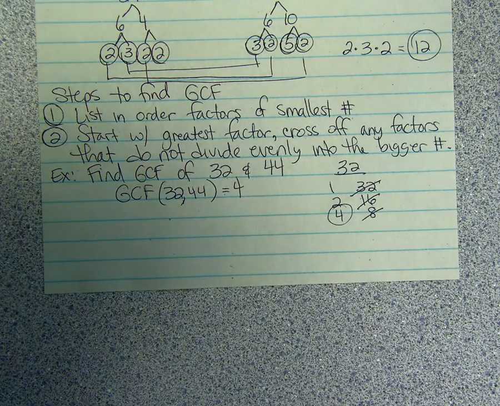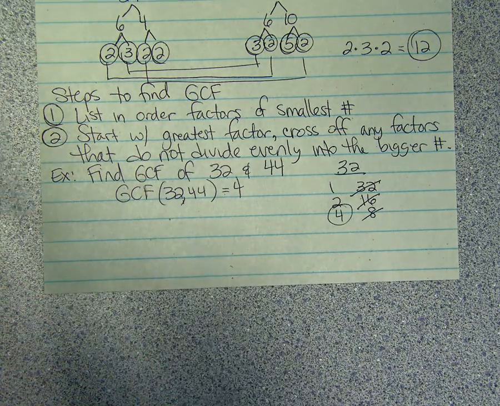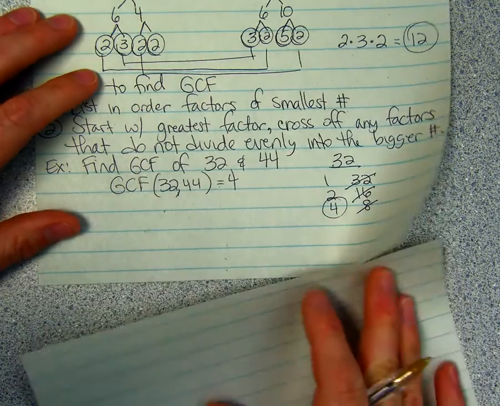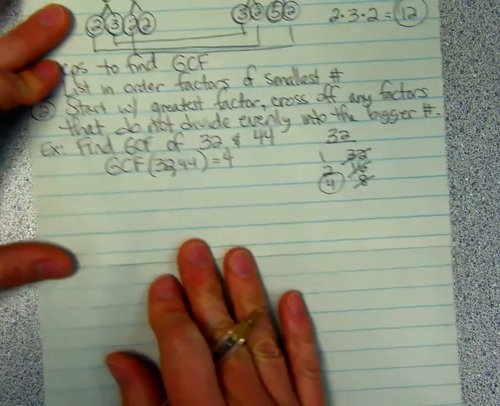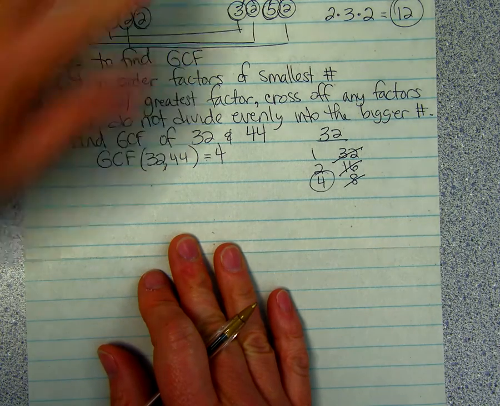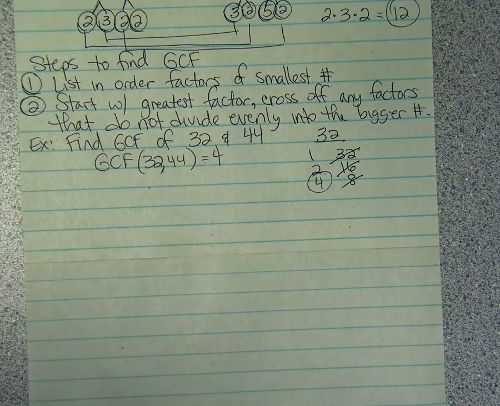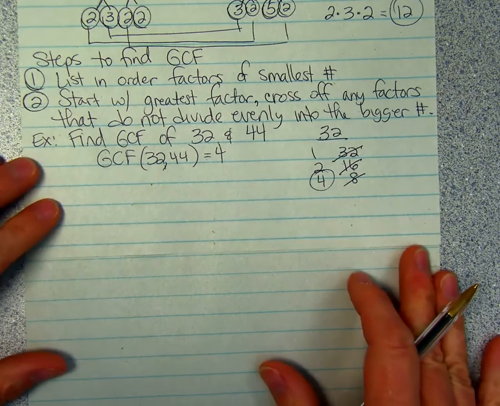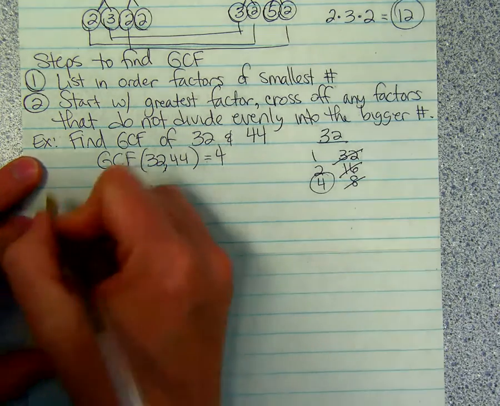Now, we're going to glue into your notebook tests for divisibility. And you do need to know these tests for divisibility. A number is divisible by 2 if the last digit's even. It's divisible by 4 if the last 2 digits can be divided by 4. It's divisible by 5 if it ends in a 0 or 5. All those little tests for divisibility.